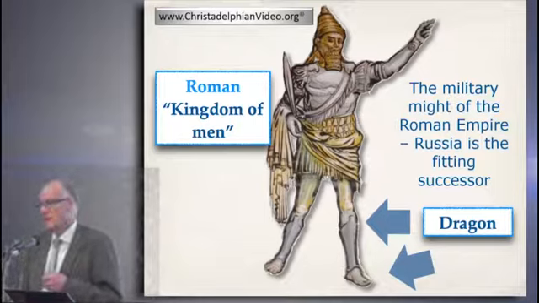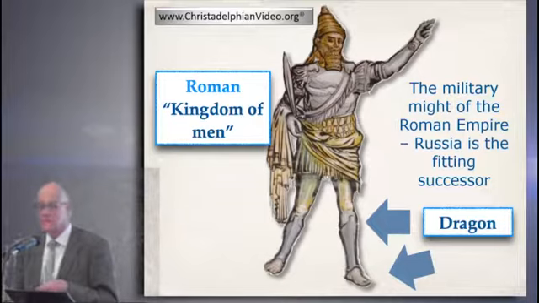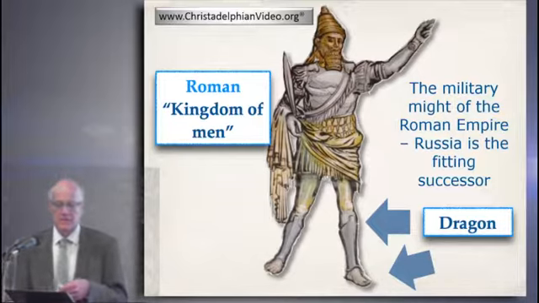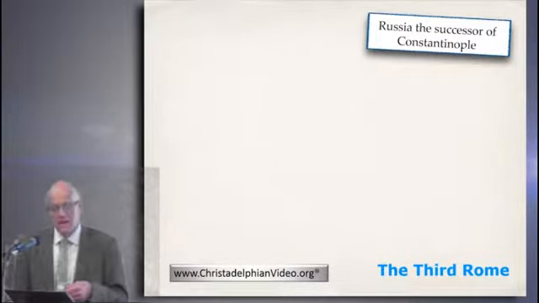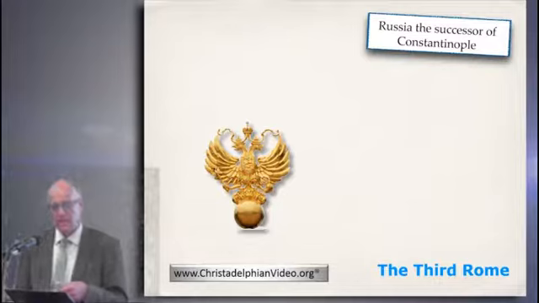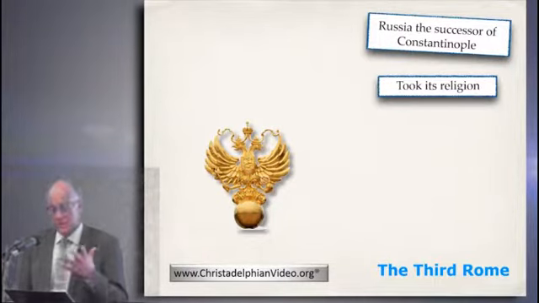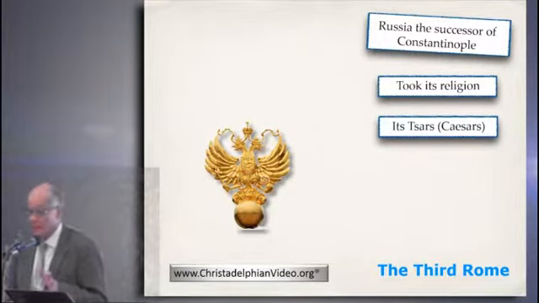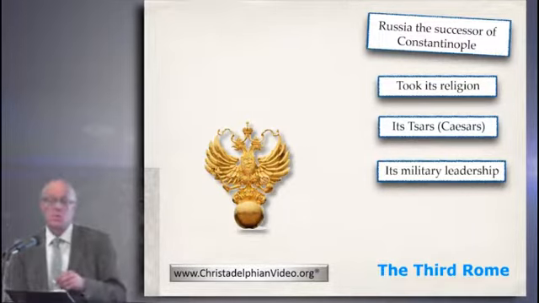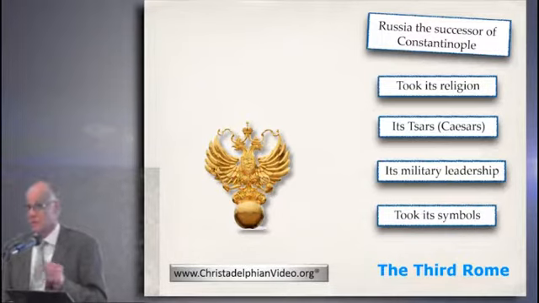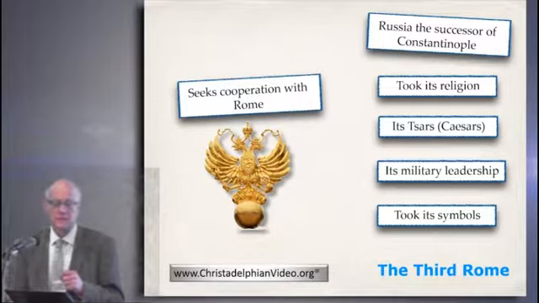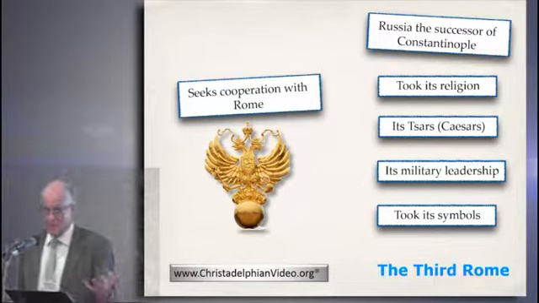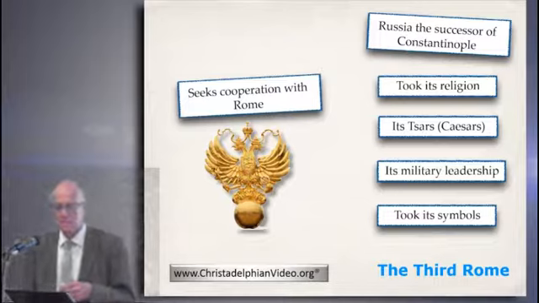So Russia did take over the symbolism, the double-headed eagle. It took over the religion of Constantinople. It took over the Tsars, the rulership, the Caesars, and its military leadership. So, and the interesting thing is how today Russia is seeking the cooperation of Rome. The Pope and Putin are great friends. They've met many times. They're working together to control things. And the two legs are beginning to cooperate together.